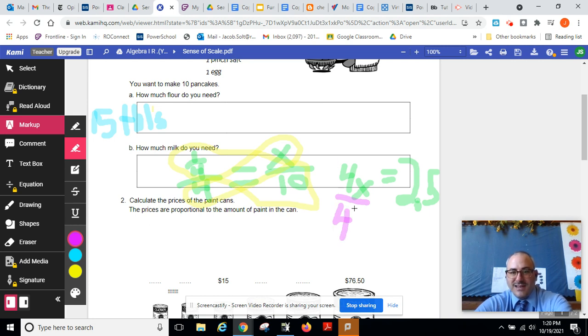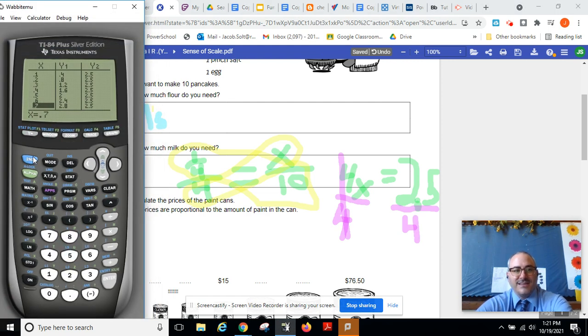4 divided by 4. Why do I divide by 4 here? Because I want to get x by itself, which means these two things are going to cancel. 4 over 4 is going to be 1, which is going to make this 1x, which is the same thing as x. If I divide by 4 on this side of the equation, I got to divide by 4 on this side of the equation. So my answer is going to be 2.5 divided by 4. That is easier to find.